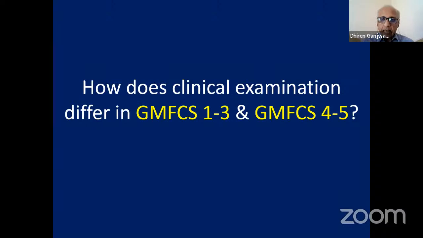So before we ask the fellows to present how to examine certain muscles, I would like to ask a very simple question to Benjamin Joseph: how is clinical examination different for GMFCS levels 1-3, which we call ambulators, and GMFCS 4 and 5? Because the aim of treatment is very different in both groups, similarly, clinical examination also has to be very different. So with this simple question, I request Benjamin to share his views.